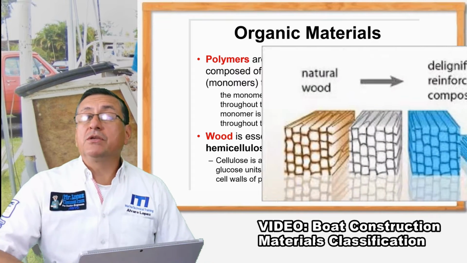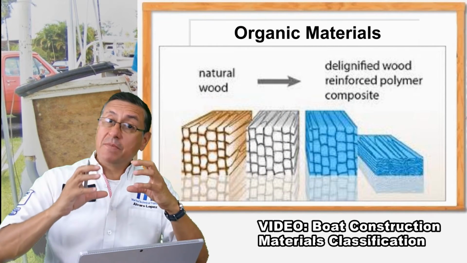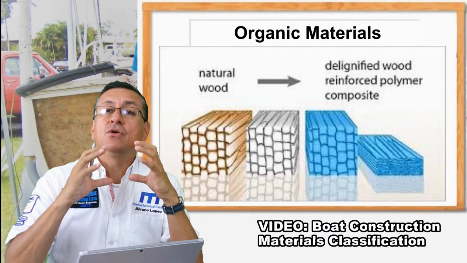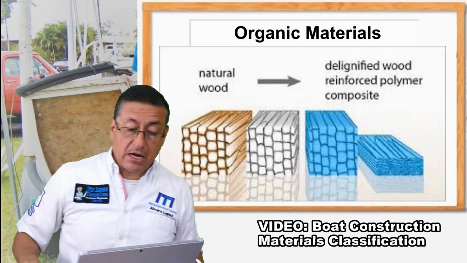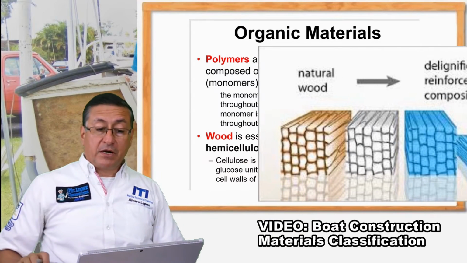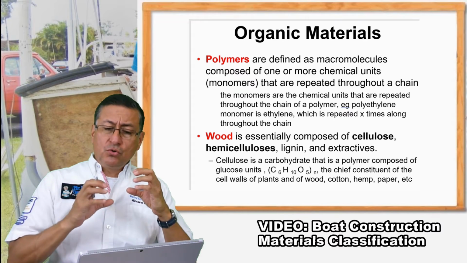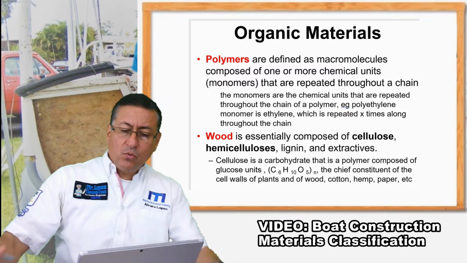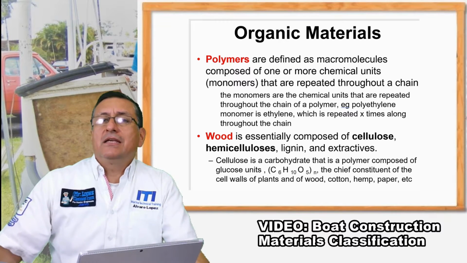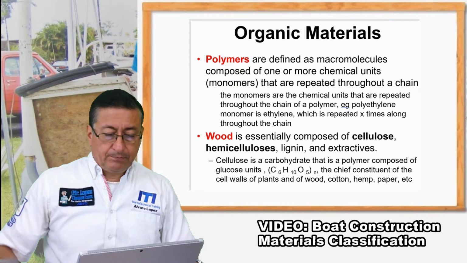A good example is wood. Wood is basically a polymer of cellulose. Cellulose is the main component of the polymer, and wood is a perfect polymer. It's a natural polymer. And those cellulose units are connected together with lignin, and lignin is basically the glue to connect those monomers.